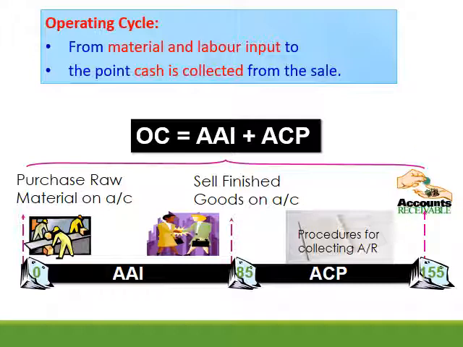So you can see it stretches from the front of the operating cycle, starting from the very first day and ending at the very last day, until the point where the cash is collected from accounts receivable. Any question regarding the operating cycle?